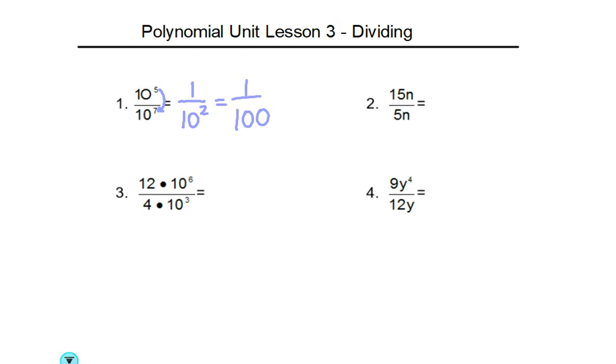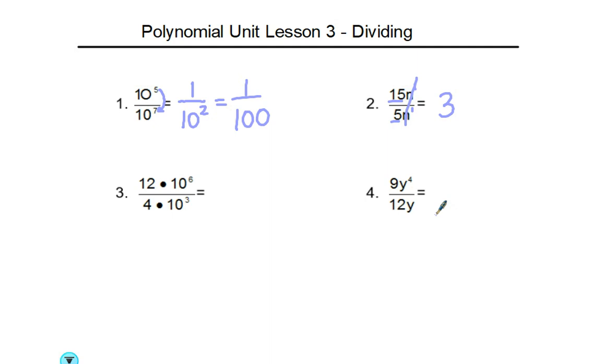All right, looking at this one, this is n to the 1st power, n to the 1st power. All right, so let's see. Remember, we handle normal numbers like we would normally. 15 divided by 5 is 3. And then n to the 1st over n to the 1st, well, that actually just cancels each other out. That's 1, and 3 times 1 is just 3.